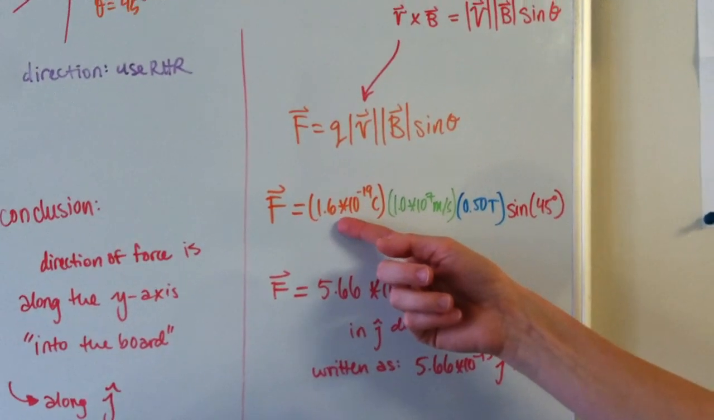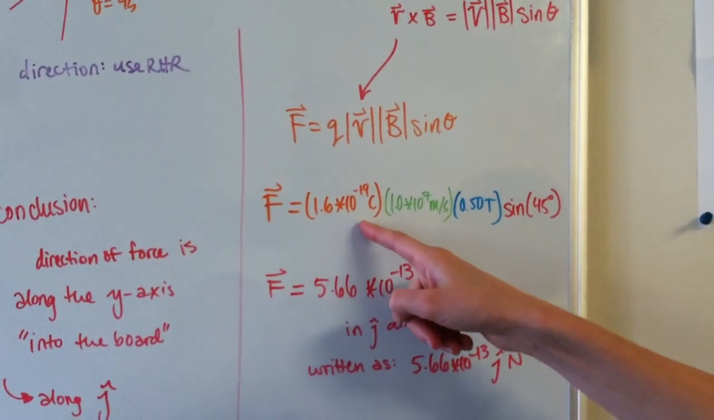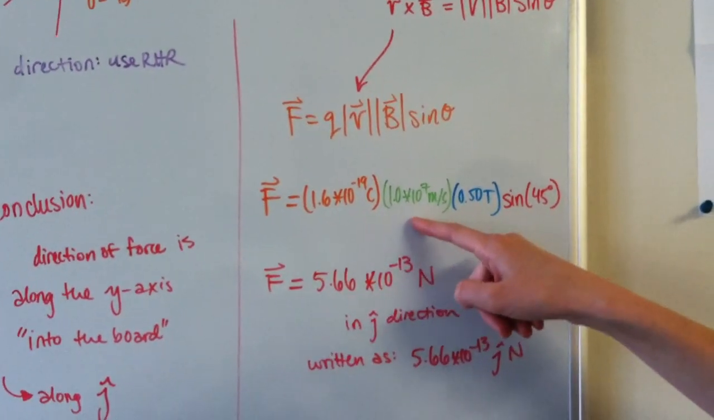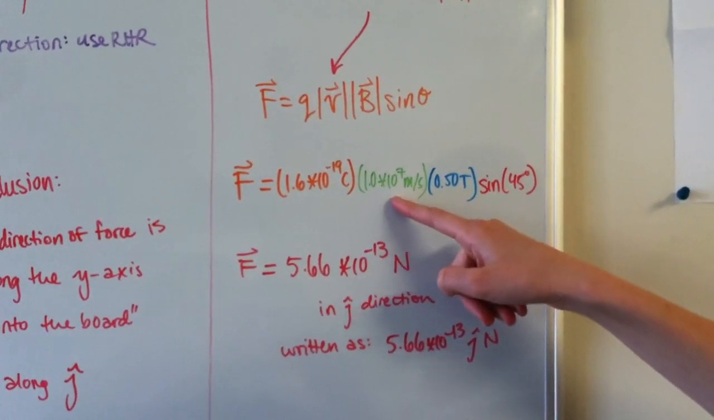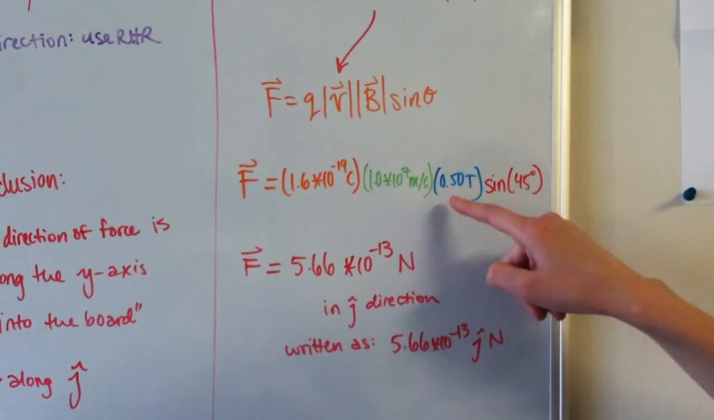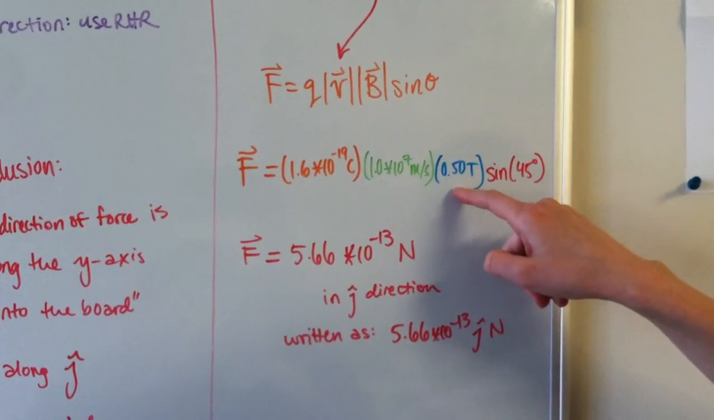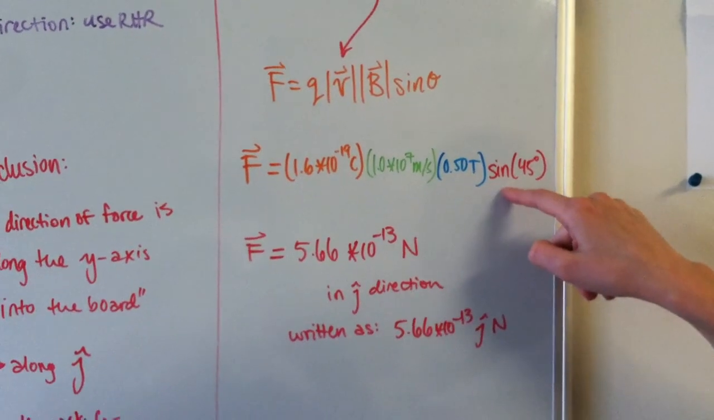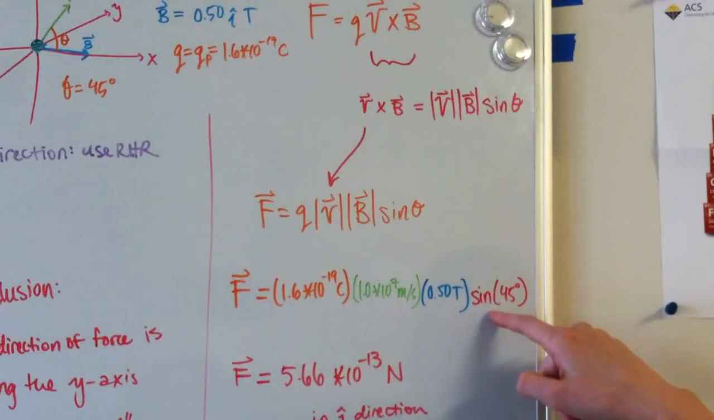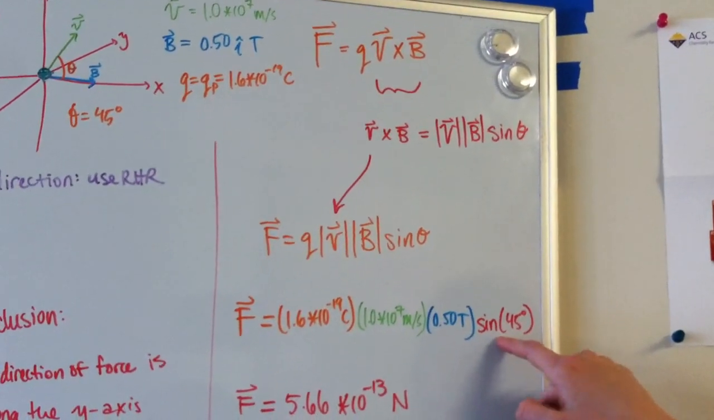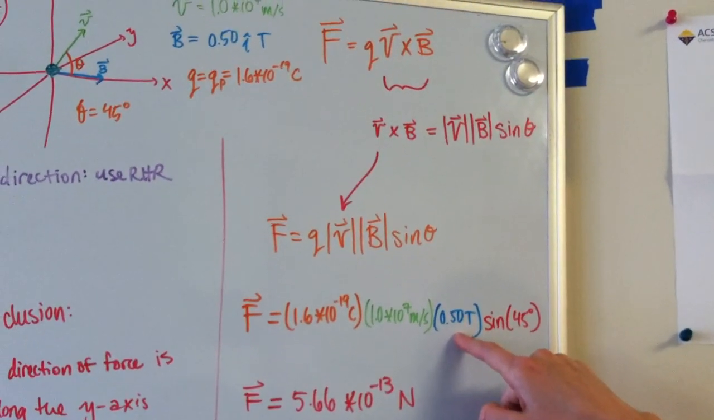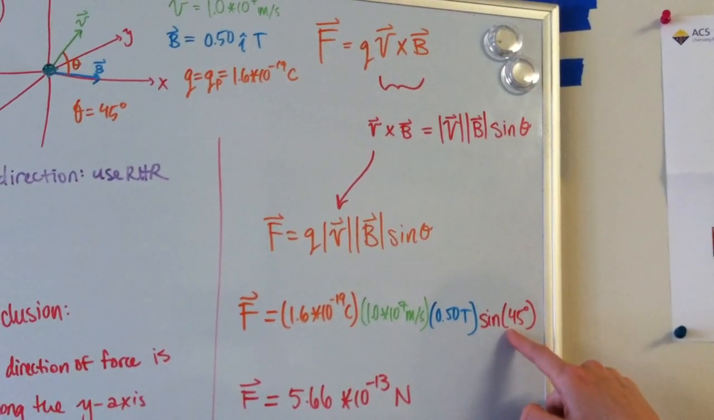values in. For Q, 1.6 times 10 to the negative 19th coulombs, the charge on a proton. The given velocity of 1 times 10 to the 7th meters per second. The given magnetic field of 0.5 teslas, and then times the sine of the angle between the velocity and the magnetic field vector, which is 45 degrees.